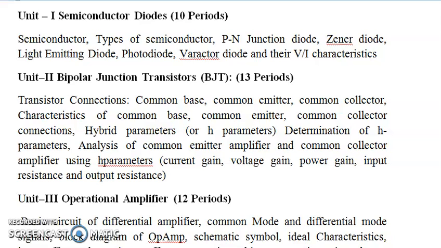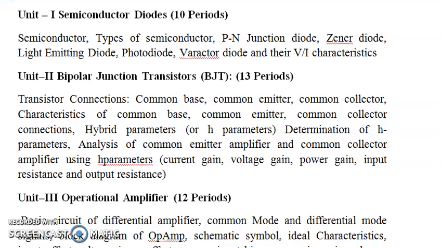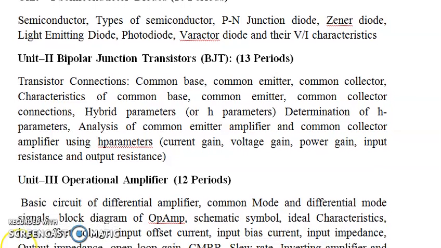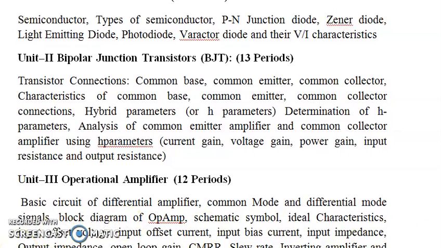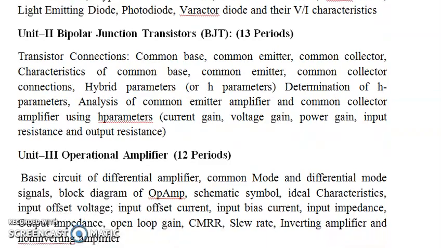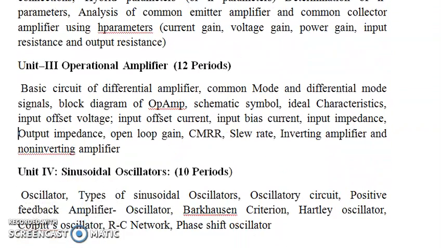And third unit is operational amplifier, in short we say op-amp, its basic circuit, common mode and differential mode signals, block diagram of op-amp, schematic diagram, schematic symbol, what are the ideal characteristics, input offset voltage, input offset current, input bias current, input impedance, output impedance, open loop gain, CMRR, slew rate, inverting amplifier, non-inverting amplifier. All these concepts are included in op-amp.